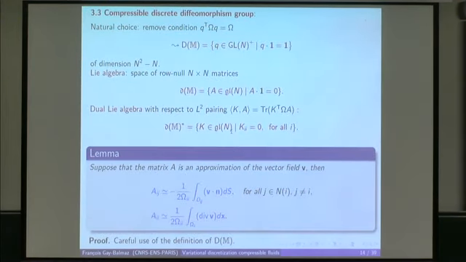Now, how can we pass to the compressible case? So it seems very easy, right? You simply remove the incompressible condition. So that's what we do first. So our larger group is just GLN plus, in which the sum of the columns of the matrix is 1. So you get an n square minus 1 dimensional Lie group.